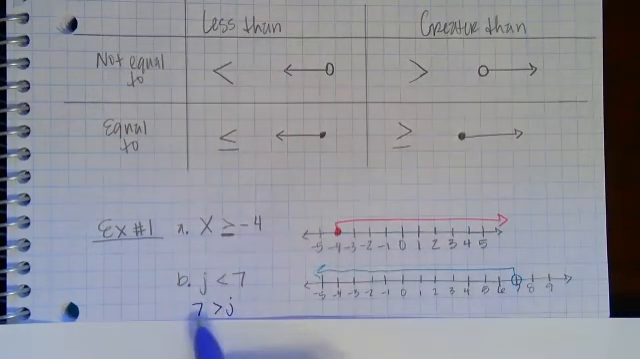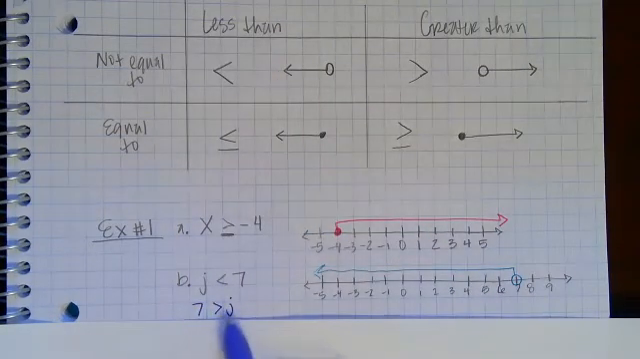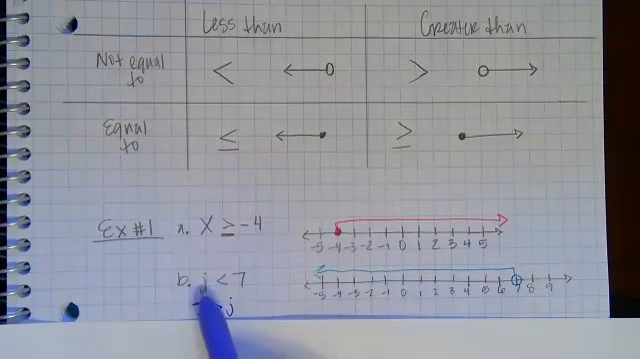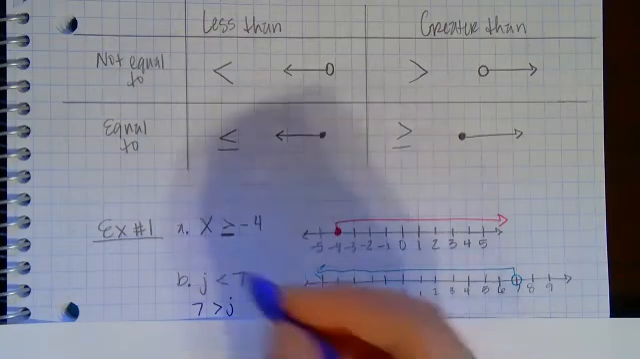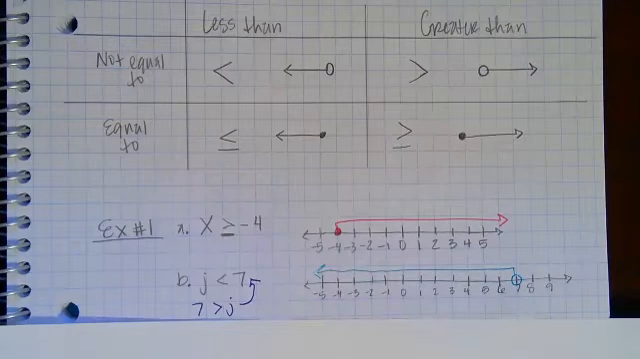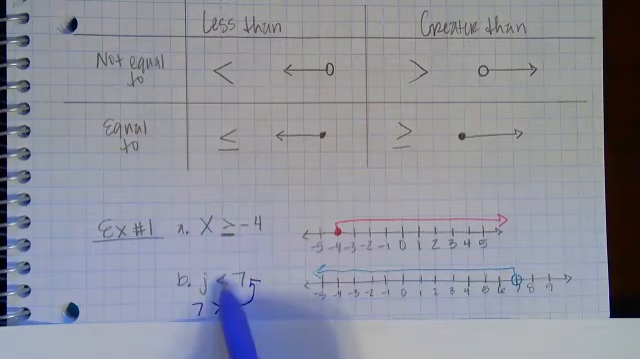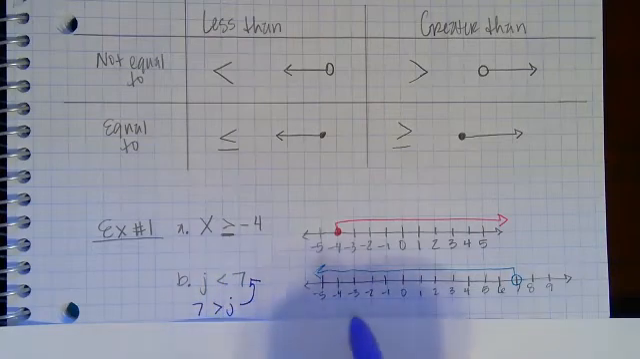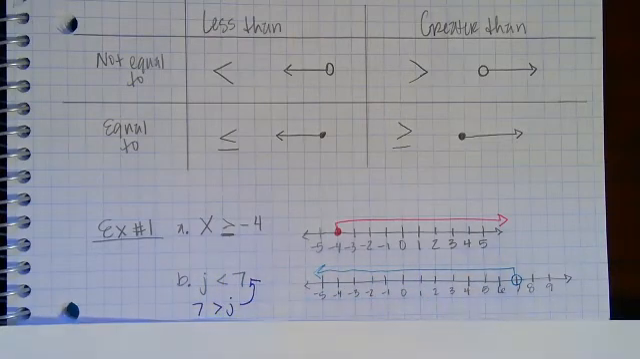Okay, now this says 7 is greater than j. Well, we know if j is less than 7, then that must mean 7 is also greater than j. So these are saying the same thing. But before you graph something, you always want to make sure that it's written like this. Okay? So if it's written with the variable on the right side, then you want to flip the whole thing, including the sign, so that it's written correctly before you try to graph it.